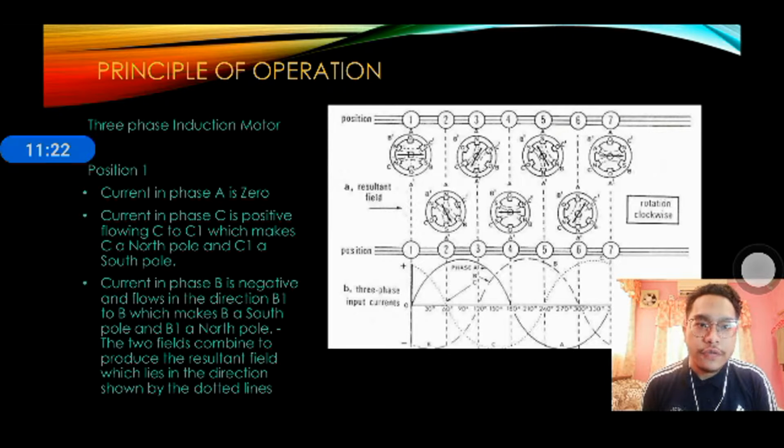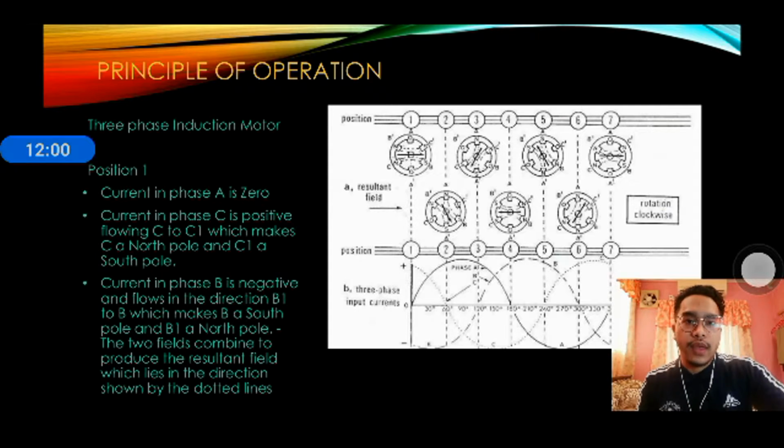Phase C is positive, flowing C to C1, makes C north pole and C1 south pole. Current B is negative, like the starting two phase. B is negative. The direction of flow is B1 to B, makes B south and B1 north. The two fields combine to produce the resultant field, which lies in the direction shown by the dotted lines. Okay.